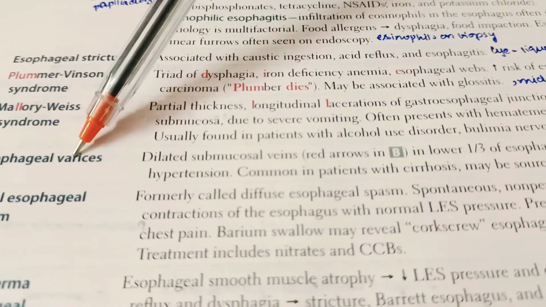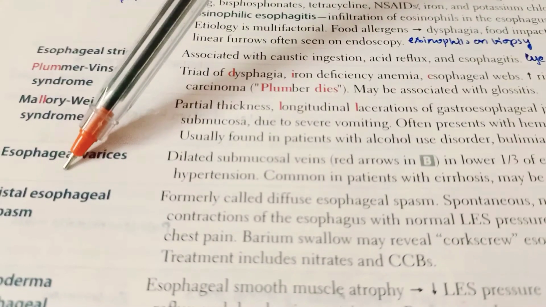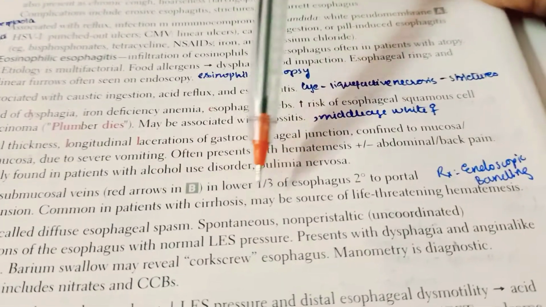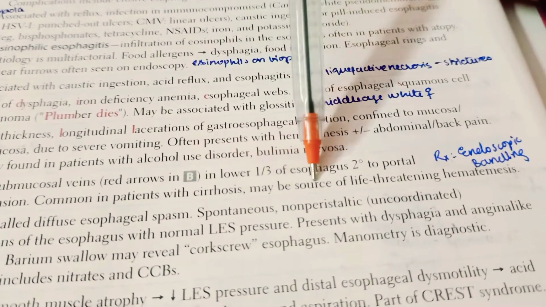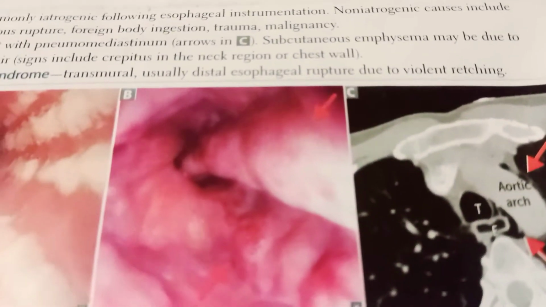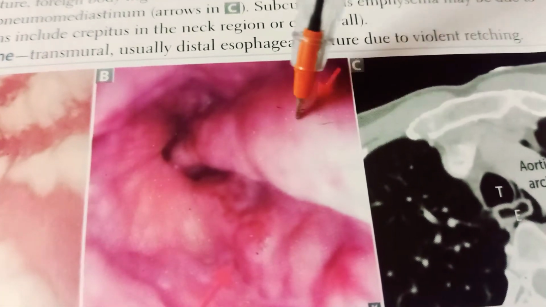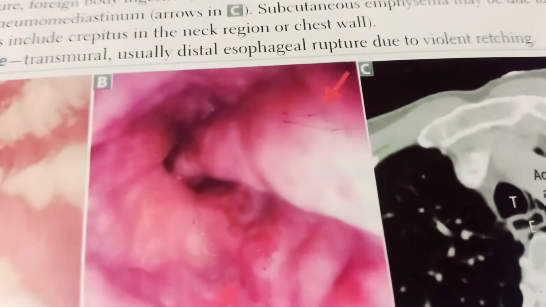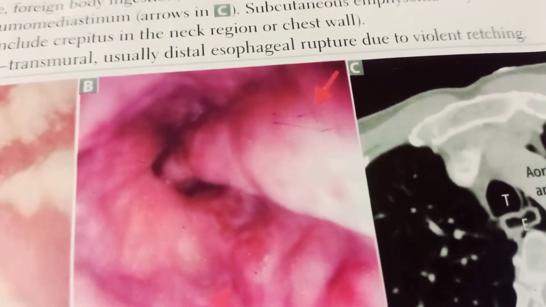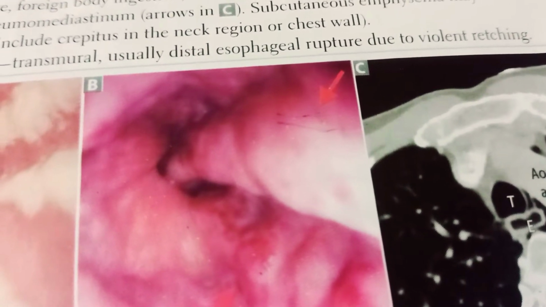Next, coming to esophageal varices, that is dilated submucosal veins of the esophagus. It is related to portal hypertension because portal veins communicate with these, especially seen in the lower one-third of the esophagus, secondary to portal hypertension. You can see here the red arrow represents the dilated submucosal veins of the esophagus. This may lead to life-threatening hematemesis. Treatment is endoscopic banding. We do the banding of this blood vessel so that we can stop the bleeding.